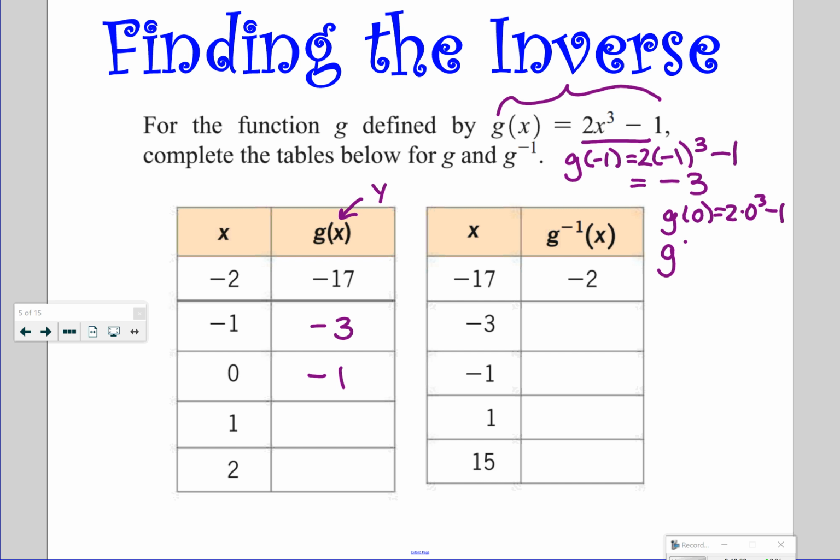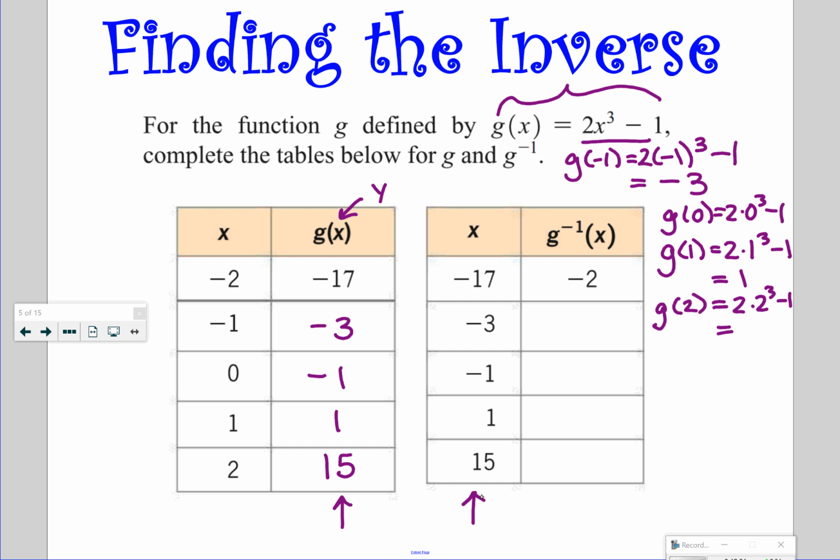If I plug in 1, 2 times 1 to the third minus 1, well, that's just going to give me 2 minus 1, or 1. And then if I plug in 2, then I have 2 times 2 to the third minus 1. Well, 2 to the third is 8, times 2 is 16, minus 1 is 15. And you might be noticing that these values look a whole lot similar to these values.